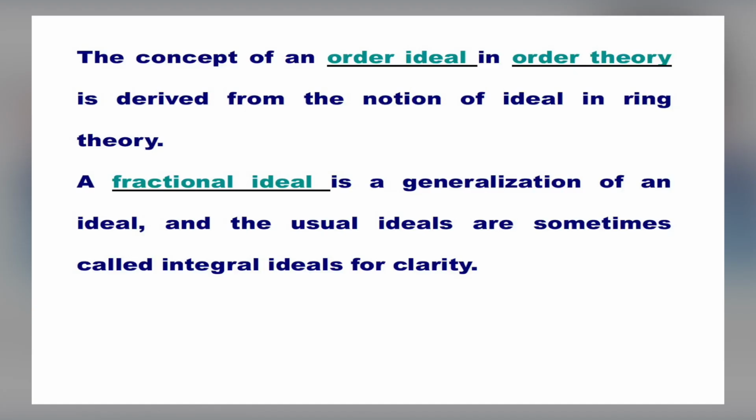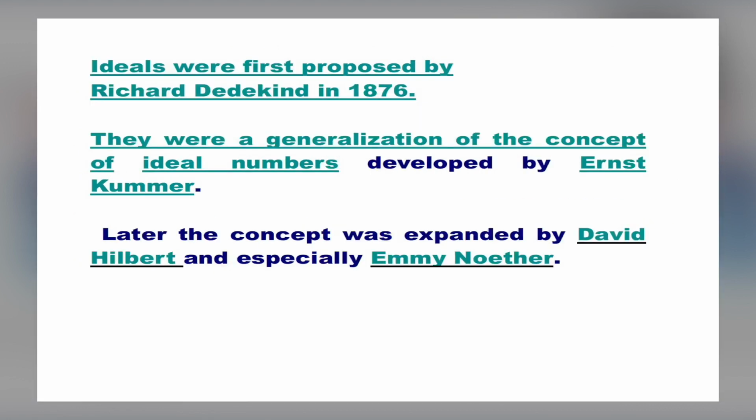For instance, the prime ideals of a ring are analogous to prime numbers, and the Chinese remainder theorem can be generalized to ideals. There is a version of unique prime factorization for the ideals of a Dedekind domain, that is a type of ring important in number theory. The concept of an order ideal in order theory is derived from the notion of ideal in ring theory. A fractional ideal is a generalization of an ideal, and the usual ideals are sometimes called integral ideals for clarity.